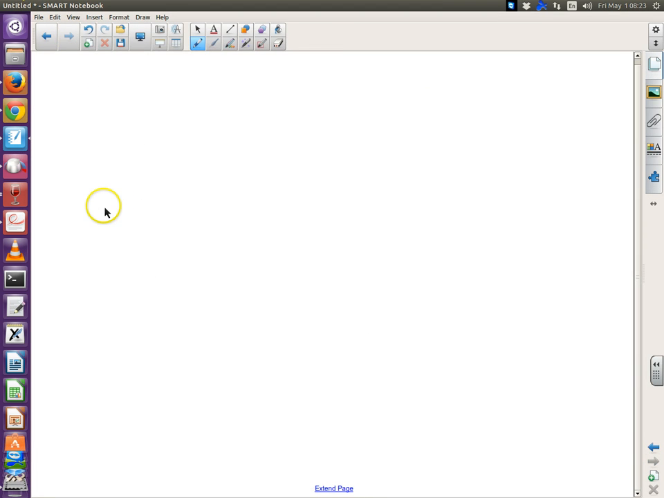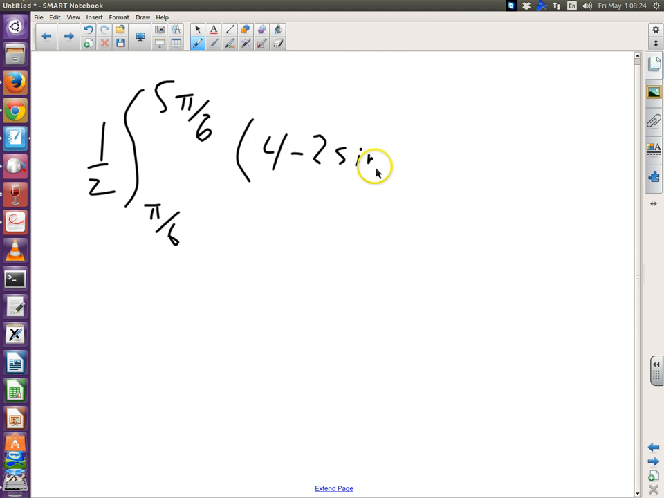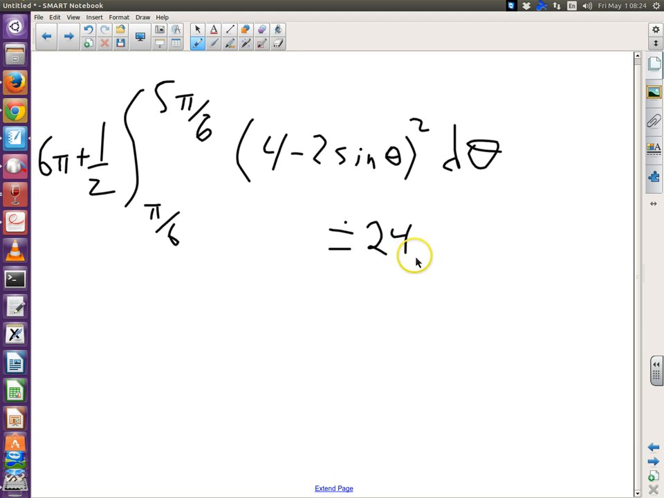Isn't it the integral from pi over 6 to 5 pi over 6 of 1/2 of r squared? What was r this time? It was 4 minus 2 sine theta. Why couldn't you do it the original way? Well, no, I'm doing 2 pieces. I'm doing the 6 pi plus that. And you should get something around 24.709. Just work fast.